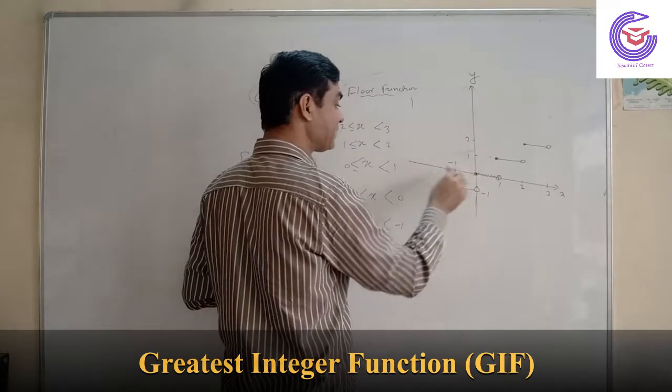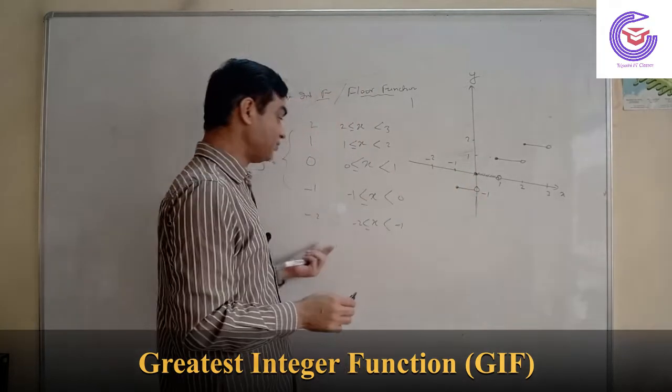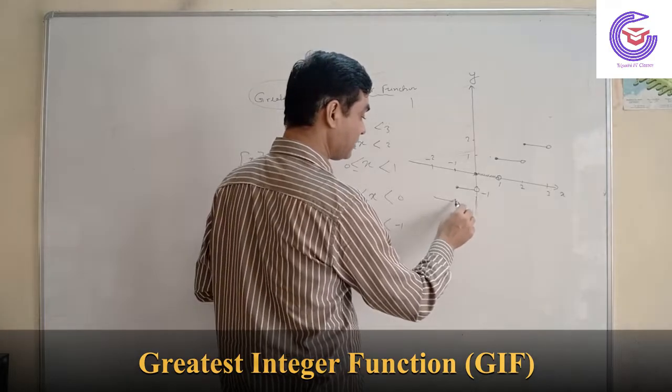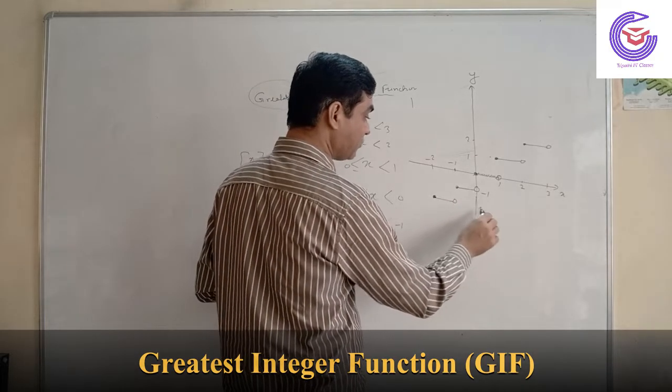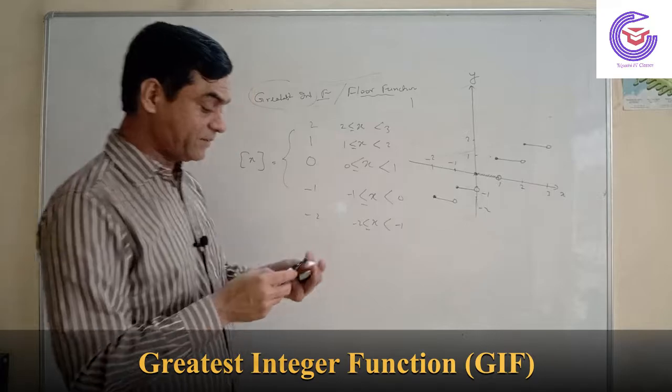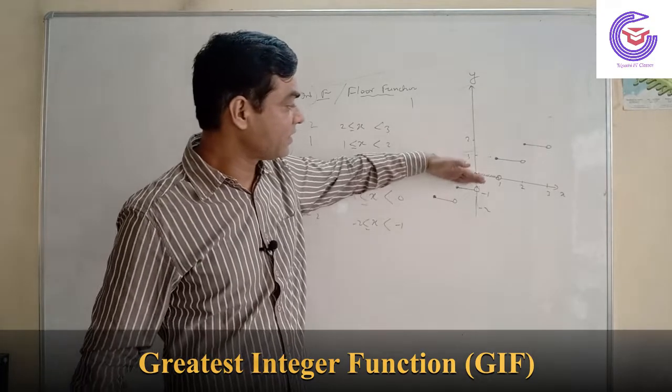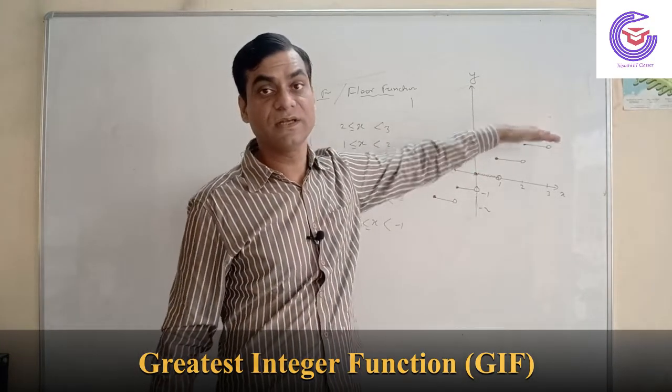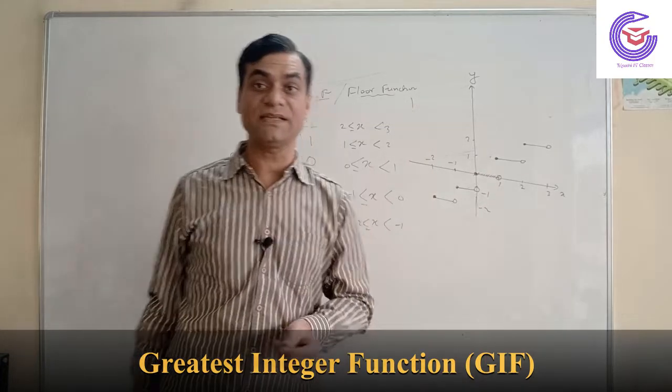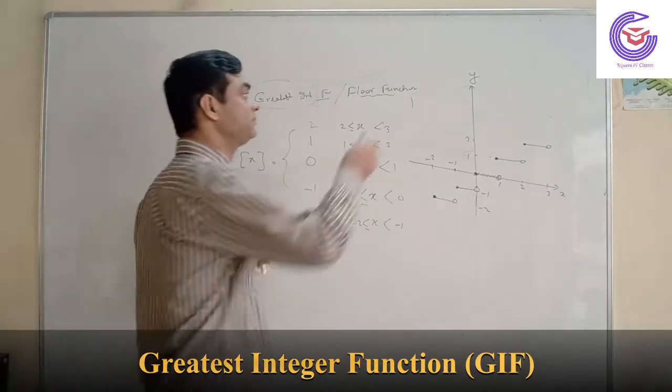In a similar manner, if x is between minus 1 and minus 2, the value is minus 2. So one thing you notice here is that the graph of this function looks stepwise. That's why there is one more name for this function, and that is the stepwise function.